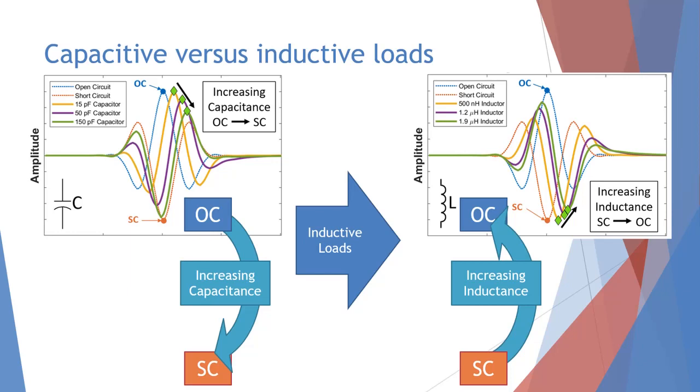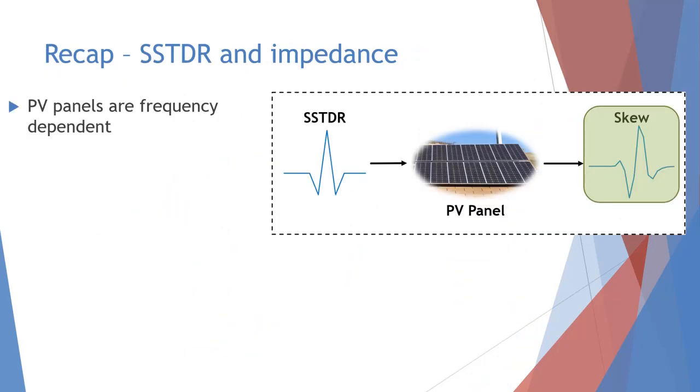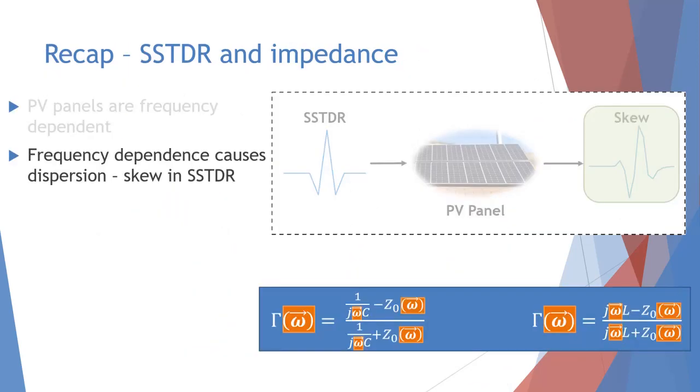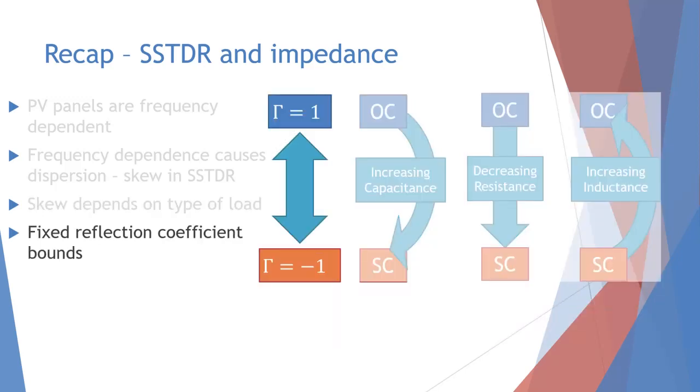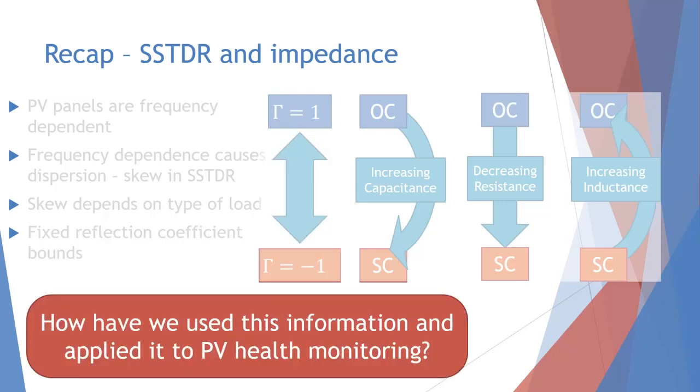So, we know that PV panels are frequency dependent, which causes the SSTDR response to skew due to the frequency dispersion, and the presence of skew depends on the type of load encountered by the SSTDR signal. Lastly, the upper and lower bounds of the reflection coefficient are 1 and -1 respectively. But how have we applied this information to PV health monitoring?